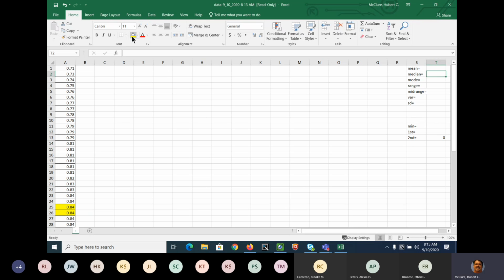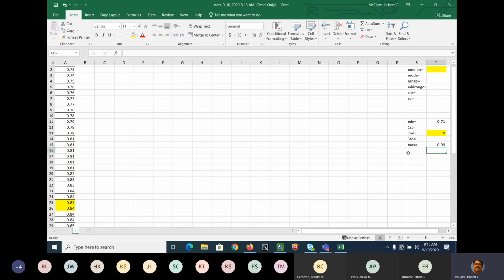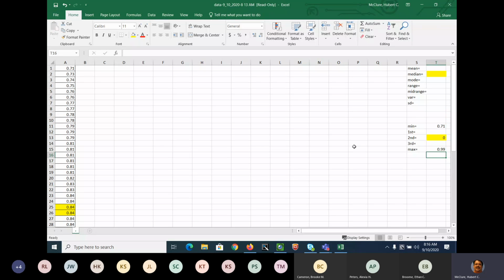And this number is going to be yellow, and this number is going to be yellow. Third quartile, and the max. And the mean, we can go ahead and fill that out, is going to be that number. And the max is going to be that number. Usually pop right on. I'm sorry, Siggy.